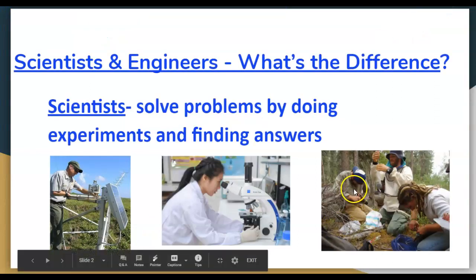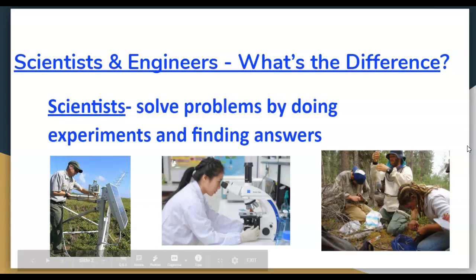So, scientists and engineers, what's the difference? Well, we learned earlier that scientists use the scientific method to solve problems by doing experiments and finding answers to their problem that they're solving. Let's go on and discuss what engineers do.